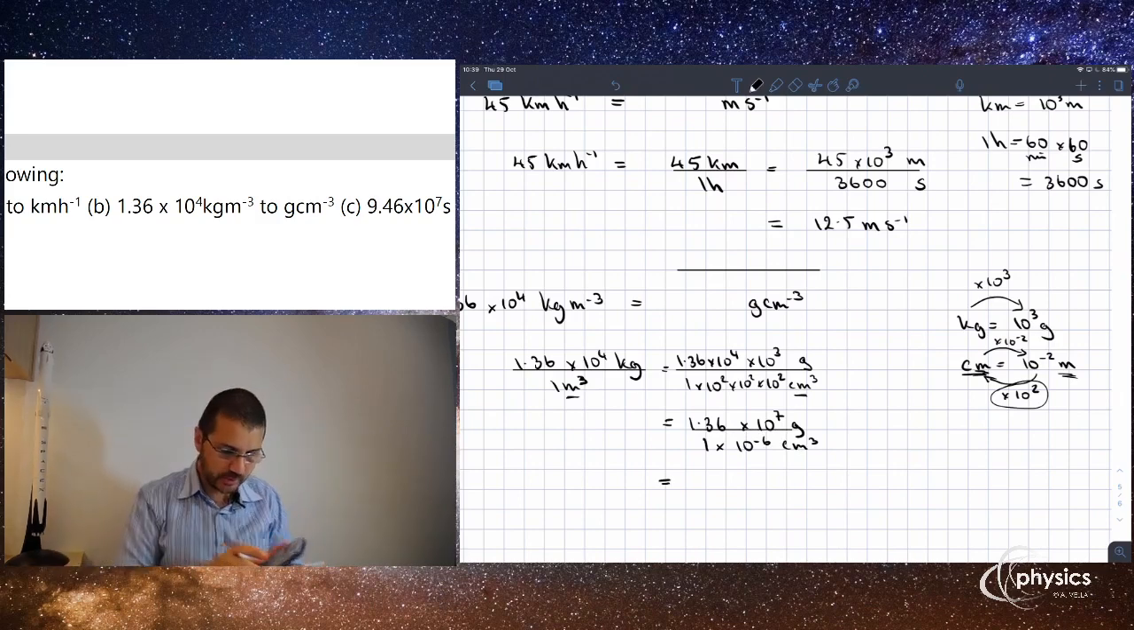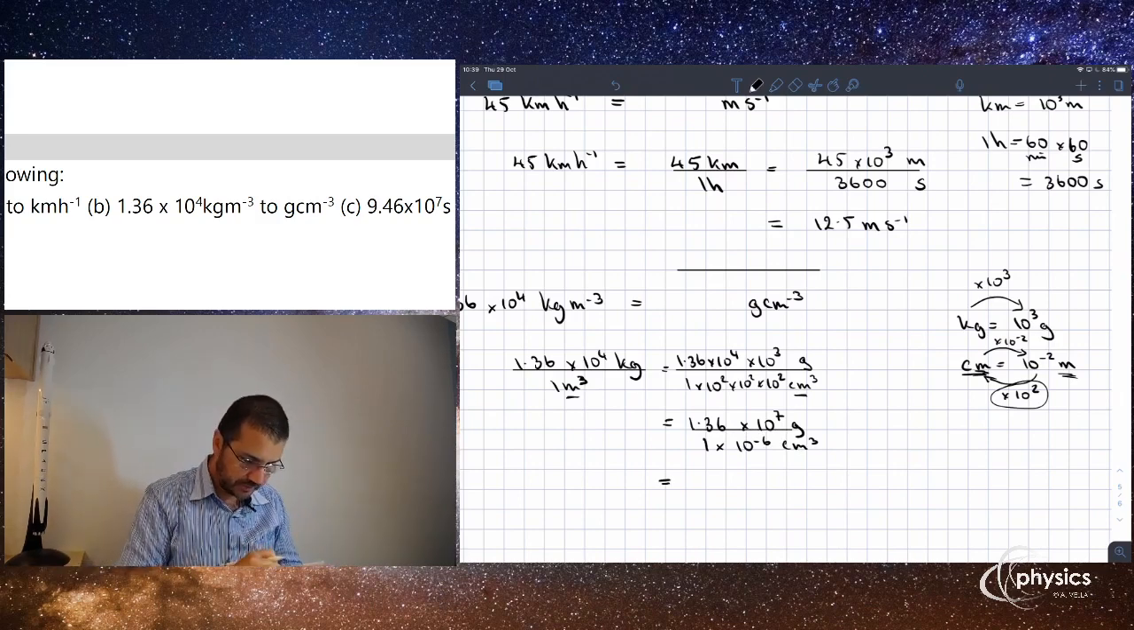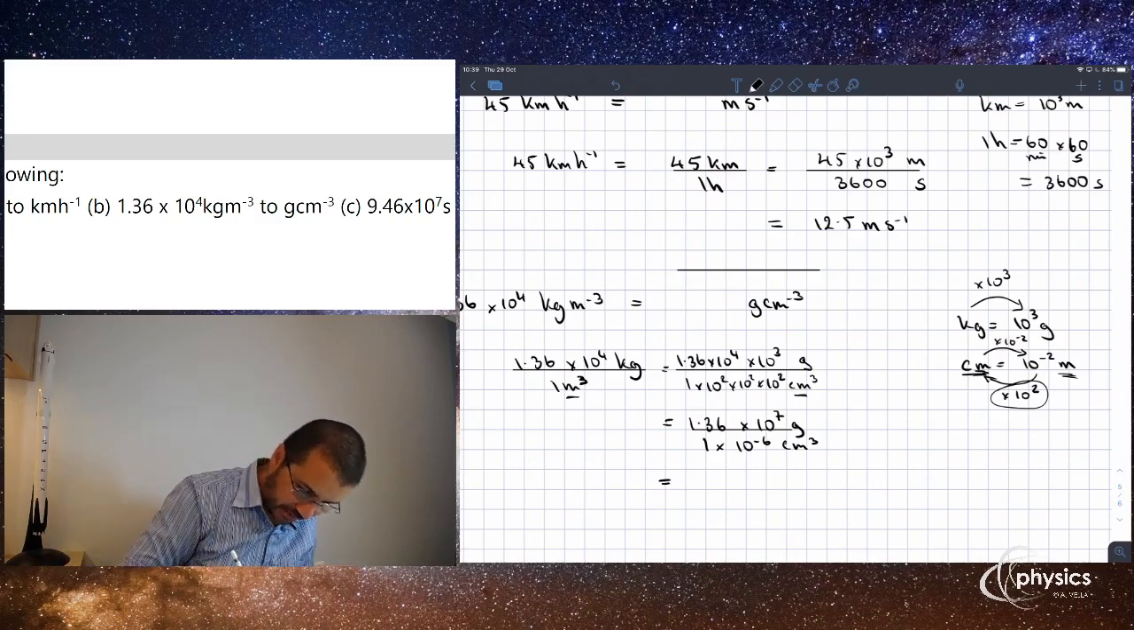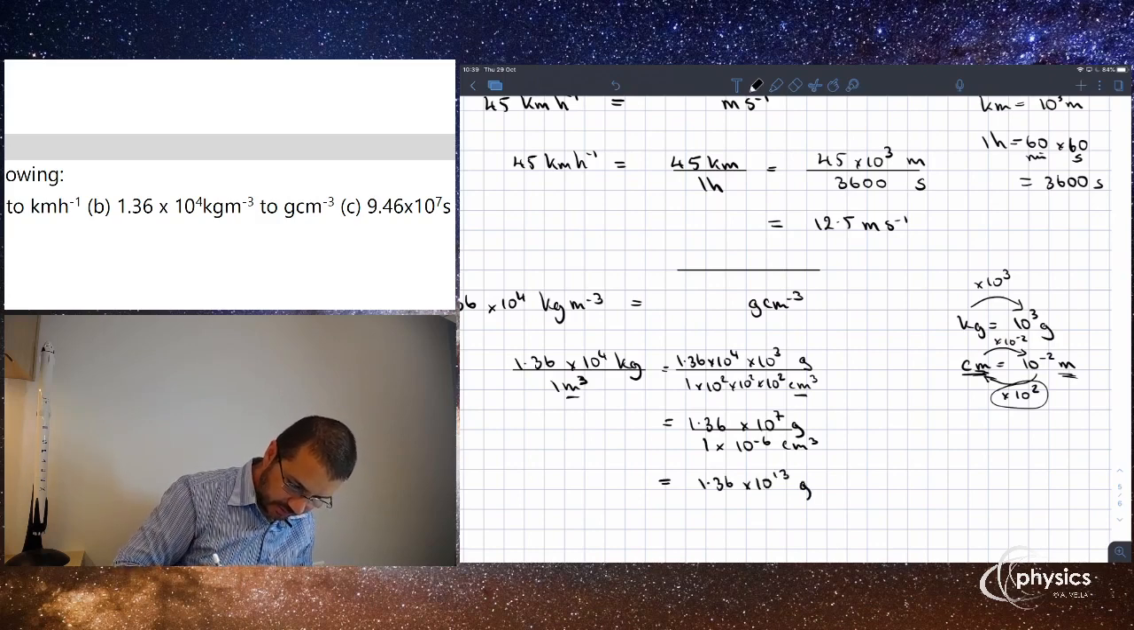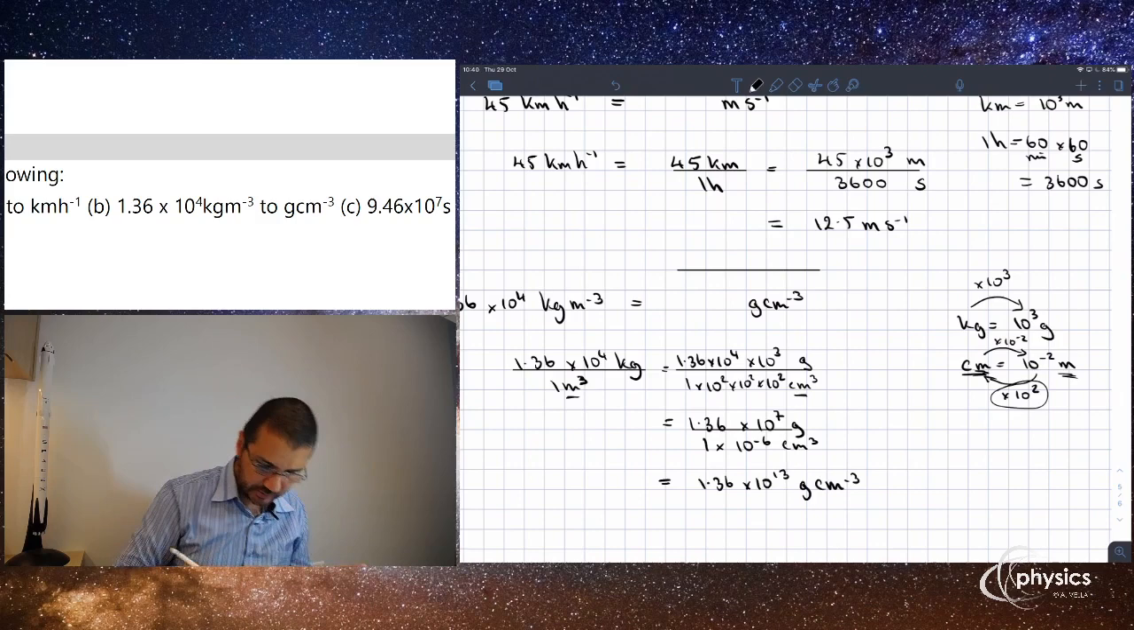So the answer will be 1.36 times 10 to the 7 divided by 1 times 10 to the minus 6. So we have 1.36 times 10 to the 13 grams centimeter to the minus 3.